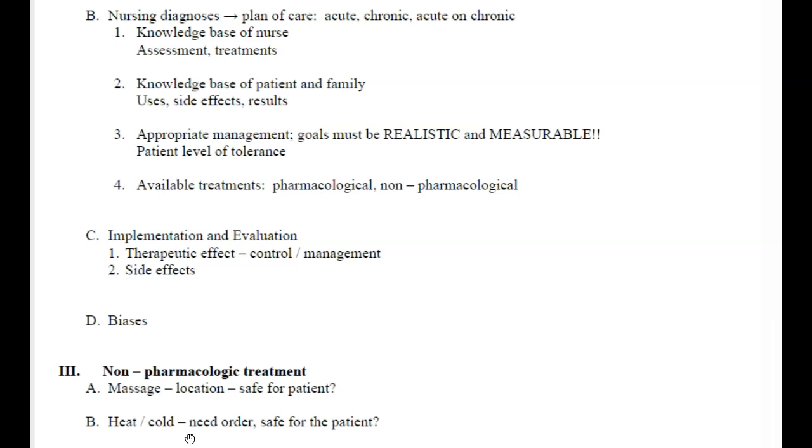So available treatments, most of the time we rely on pharmacological treatment, which, I don't see that it's completely wrong, but we also have to remember that there's non-pharmacological treatment, because with pharmacological treatment, as you recall, there are possible side effects, and especially for controlled substances or opioids or narcotics, it can possibly lead to dependence. So we want to make sure, if we can, to combine pharmacological and non-pharmacological means of managing pain.